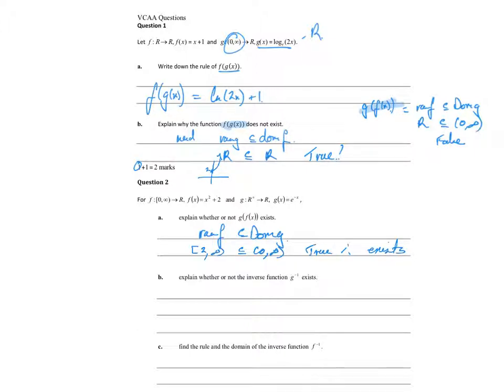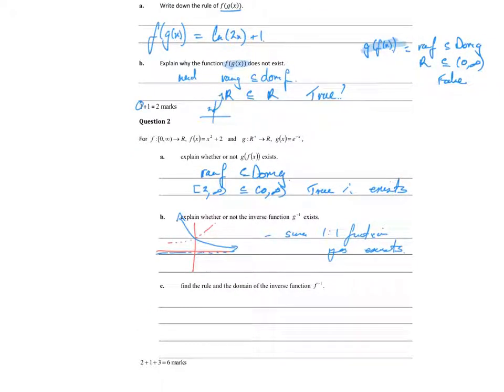Explain whether or not the inverse function g inverse exists. So e to the minus x, what does that look like? E to the x is this one, which means e to the minus x is that. Since it's a 1-to-1 function, yes, it exists.